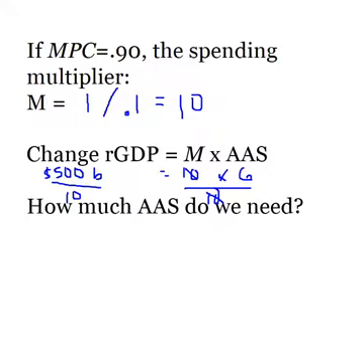So how much in autonomous aggregate spending do we need? We need $50 billion. Now, are we adding that much in spending, or are we taking it out of the economy? If this is a recessionary gap, what would you do to government spending to increase AD? Well, you would increase it. So in a recession, once you solve for how much government spending, we're going to increase government spending by that amount.